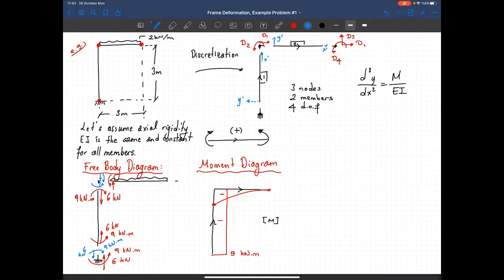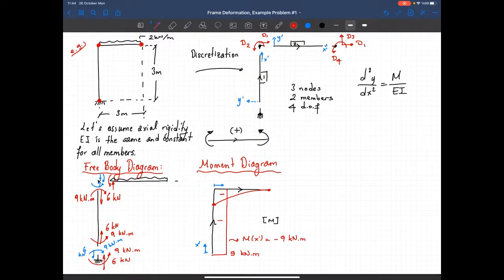So the first member goes from bottom to top, so my origin is here. That's x prime, right? And for the second member, you go from left to right. This point is our origin, and it's in this way. So by using this coordinate axis and this origin, I will write my equation for the moment. For this one, M of x prime is equal to a constant moment, and the magnitude is 9 kilonewton meters.